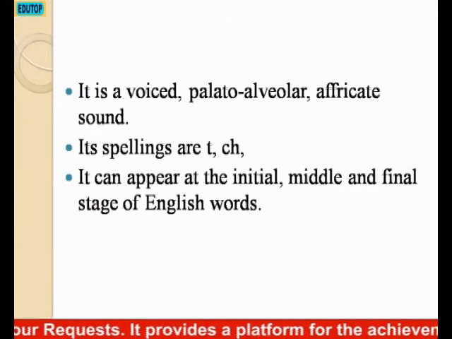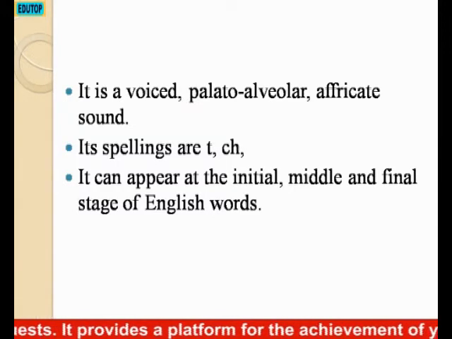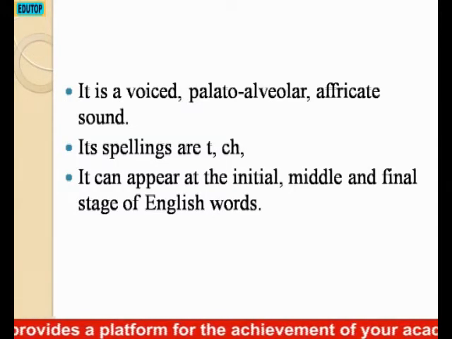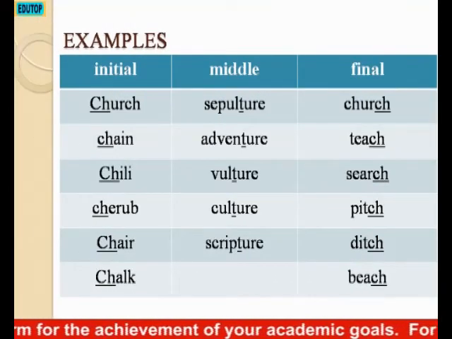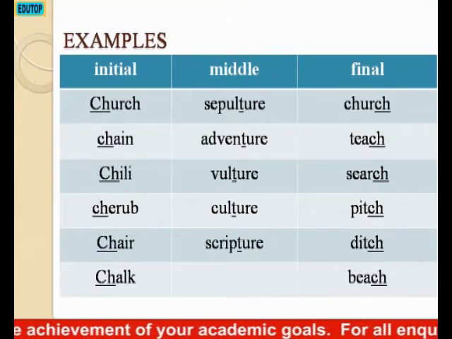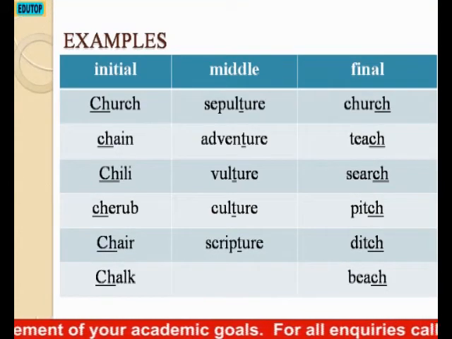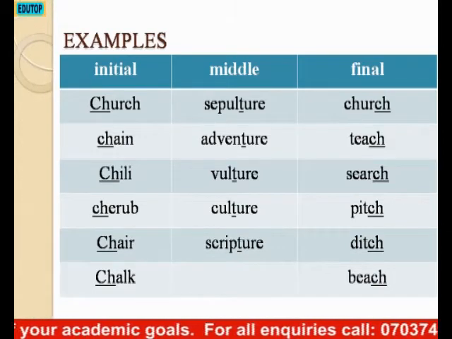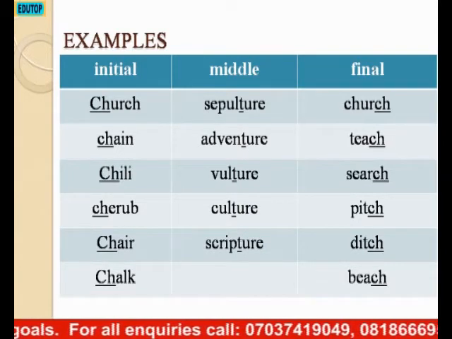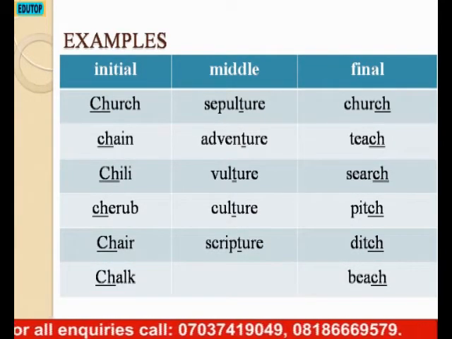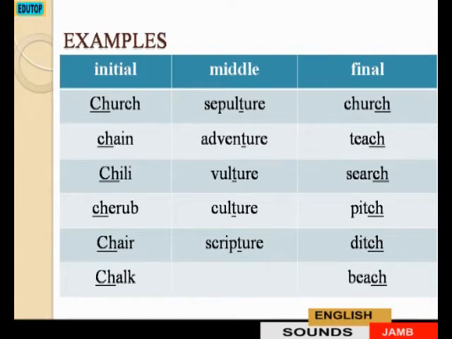Its spellings are T and CH. It can be realized at the initial, middle and final stages of English words. Examples: church, chain, chili, cherub, chair, chalk. At the middle position: sepulture, adventure, vulture, culture, scripture. At the final position, we can have church, teach, search, pitch, ditch, and beach.